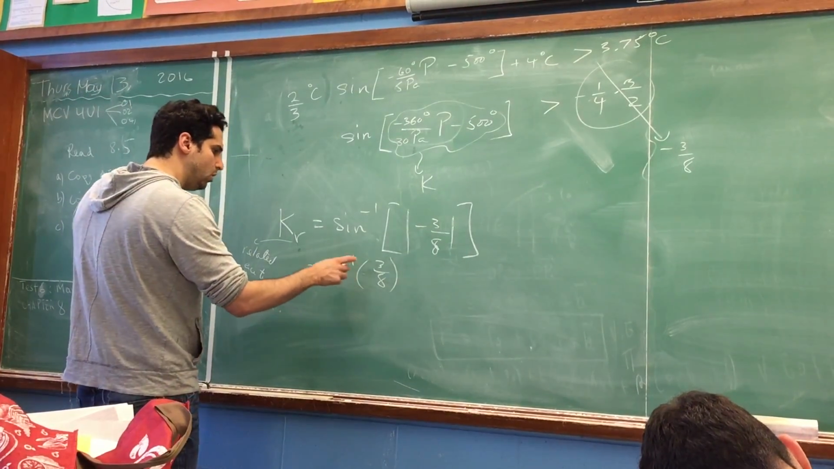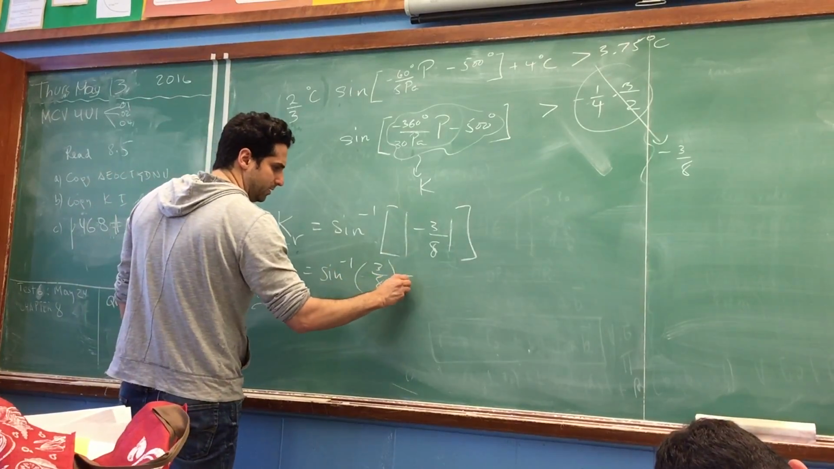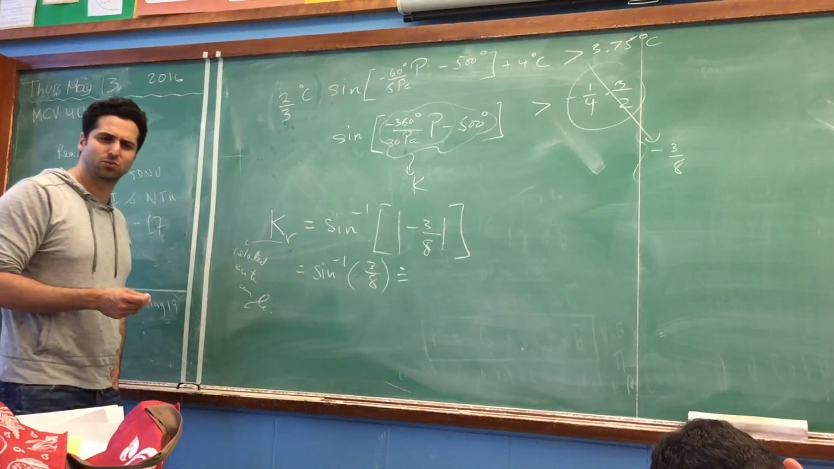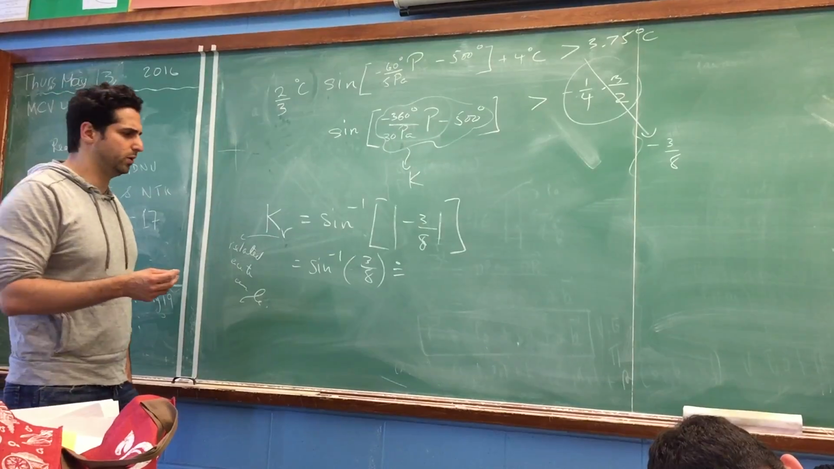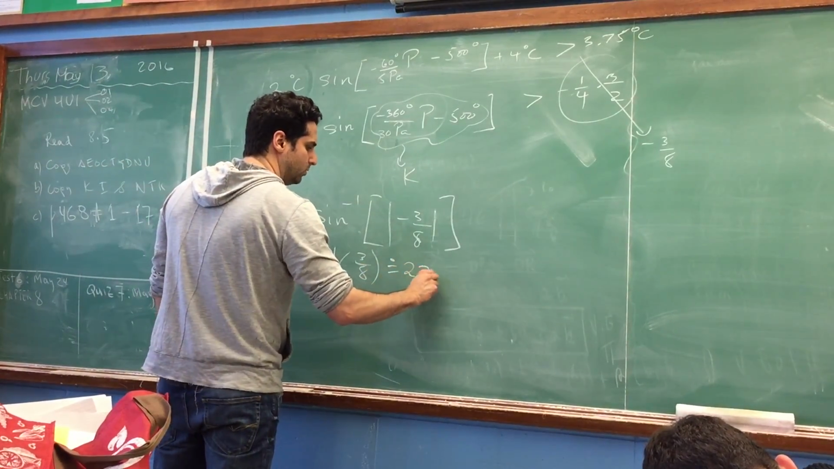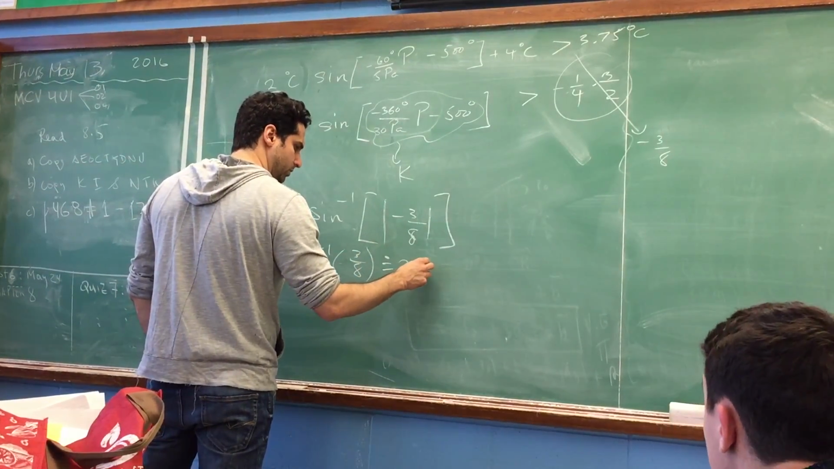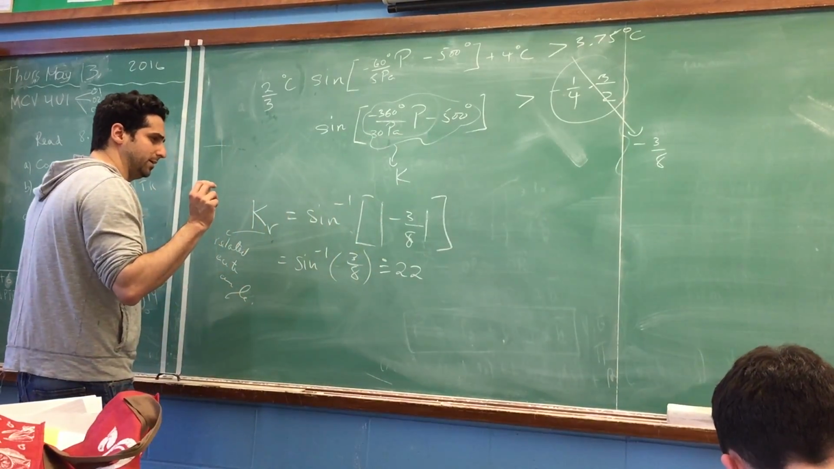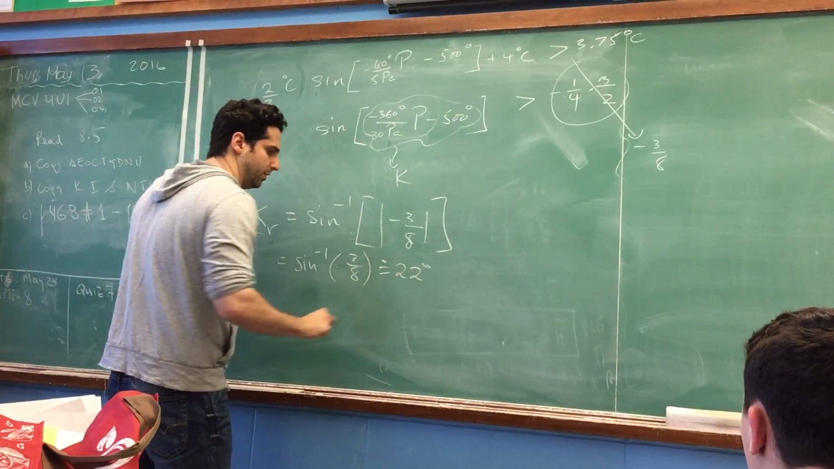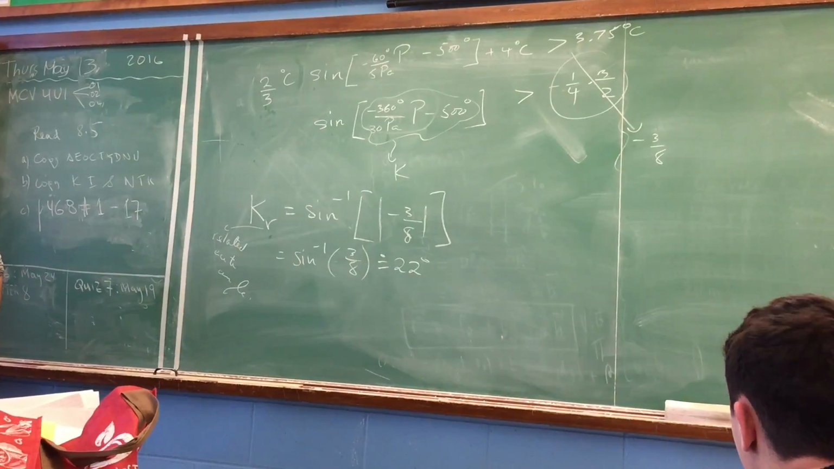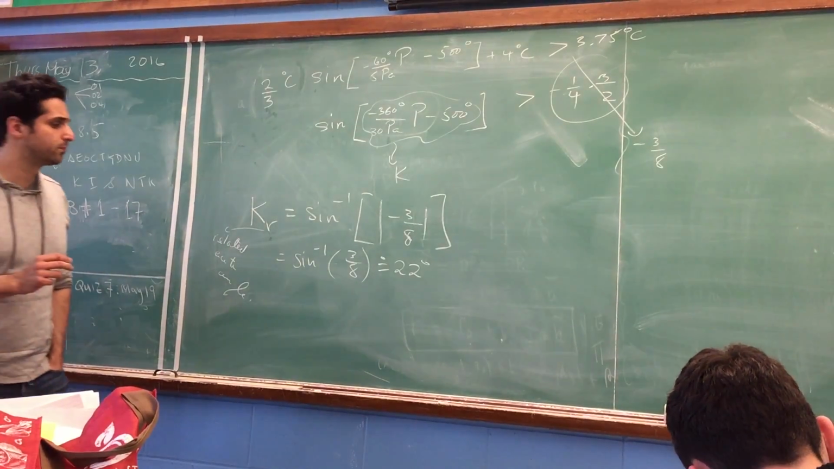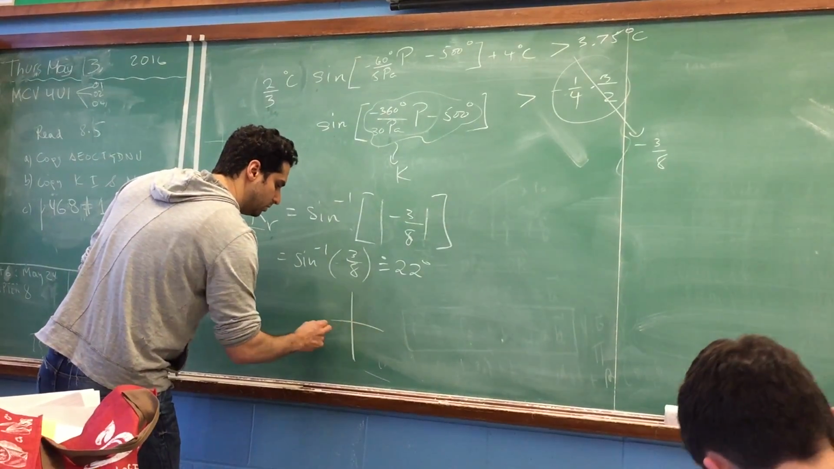So, what is the inverse sine of 3 over 8 in degrees? I think it's, what was it? 22-ish? 22.02, we'll say roughly 22. And that is going to be degrees. Agreed?